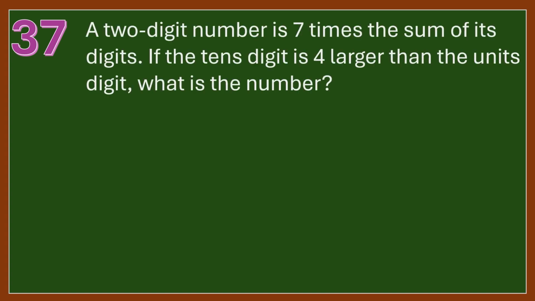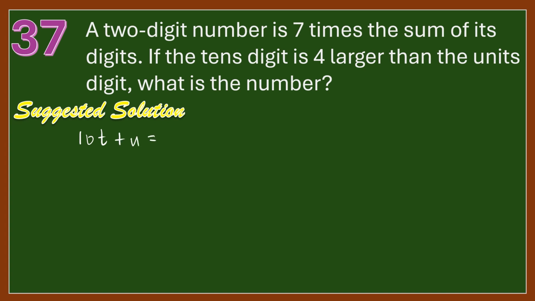Number 37. A two-digit number is 7 times the sum of its digits. If the tens digit is 4 larger than the units digit, what is the number? For our solution, we'll use systems of linear equations and let t be the tens digit, u be the units digit.